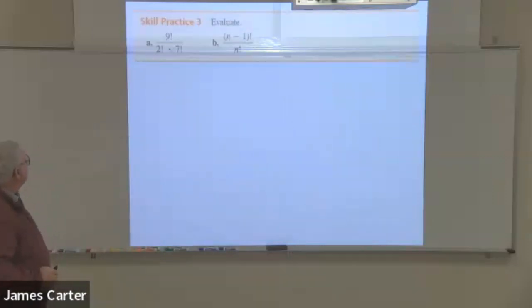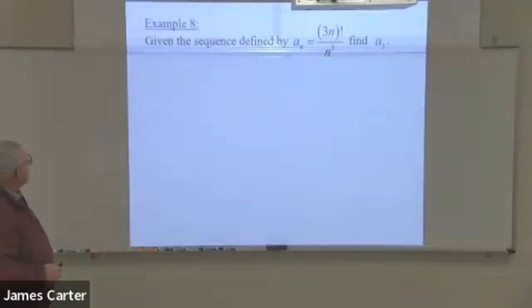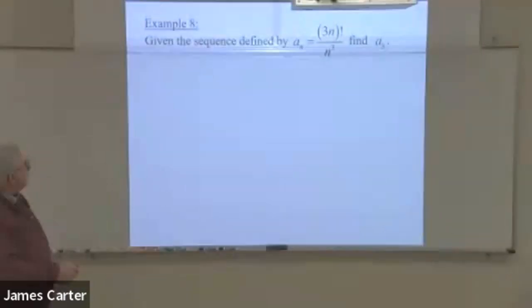Okay. Here are a couple more. We're going to skip over those. Let's go to this. Here's my any number in the sequence. Here's my rule. So if I want to find the third term, I would replace that in with a 3. I replace that in with a 3, and I would replace that in with a 3. Like that.